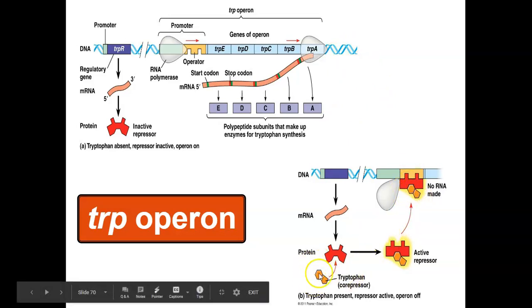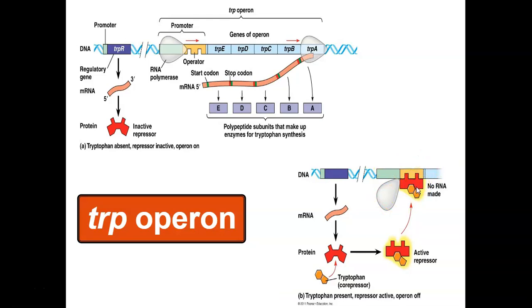So when tryptophan is present, it will bind and activate the repressor that can do its thing and block further production that would lead to more tryptophan. When tryptophan is lowered, the co-repressor isn't there, and you have the above situation where there's no tryptophan to activate the repressor, so it cannot bind, and therefore you cannot stop the production.